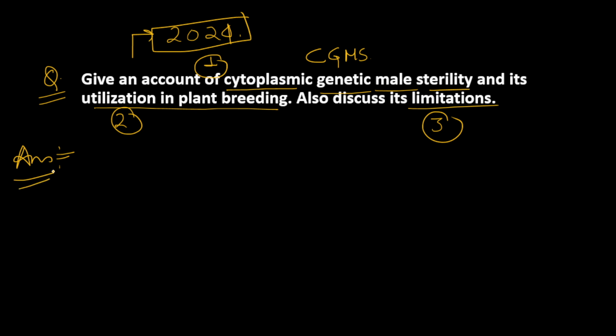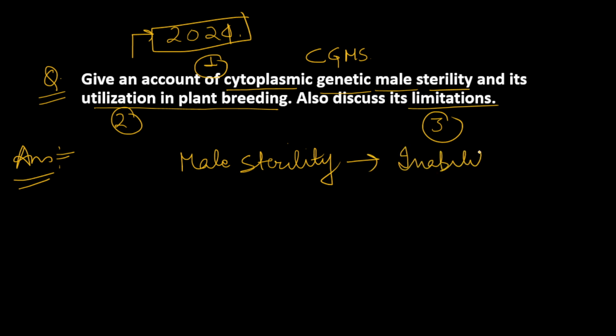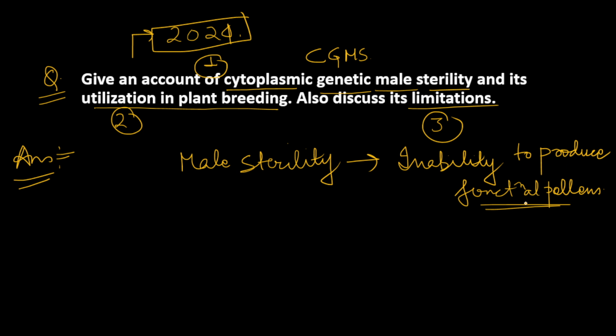Before going into cytoplasmic genetic male sterility, I want to give you a brief idea about what male sterility is. Male sterility is the inability of a plant to produce functional pollens. So here the plant is not able to produce functional pollens. And this male sterility is further divided into 3-4 types.